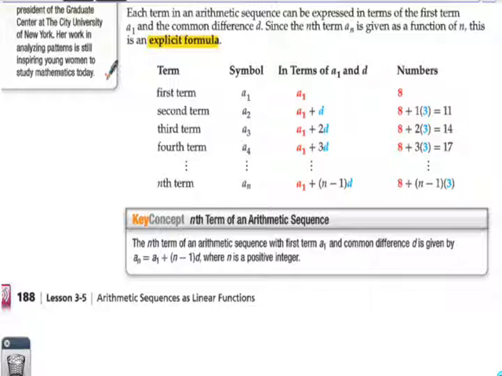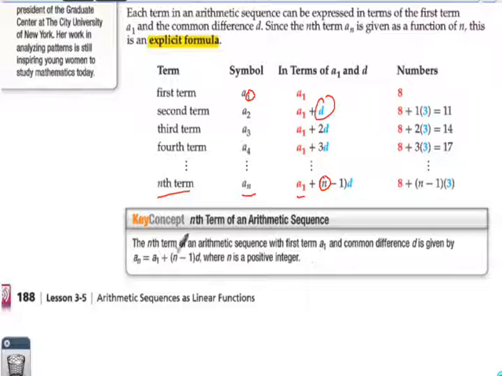Each term in a sequence can be expressed in terms of the first term, which is a sub 1, and that's not an exponent, that's like sub 1. So a sub 1 is the first term. The second term, a sub 2, is just a sub 1 plus d, the difference. The third term is a sub 1 plus 2 times d, and then 3 times d, and so on. So the nth term is a sub n, and that's a sub 1 plus whatever term it is minus 1, times d.